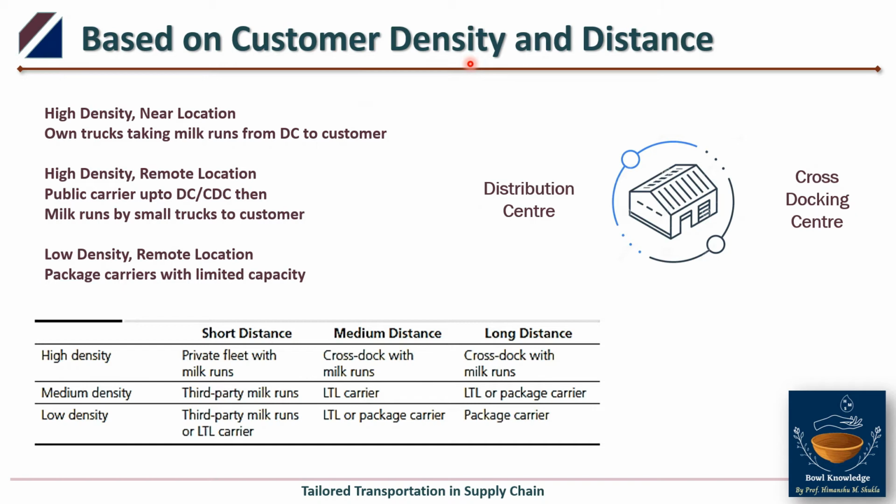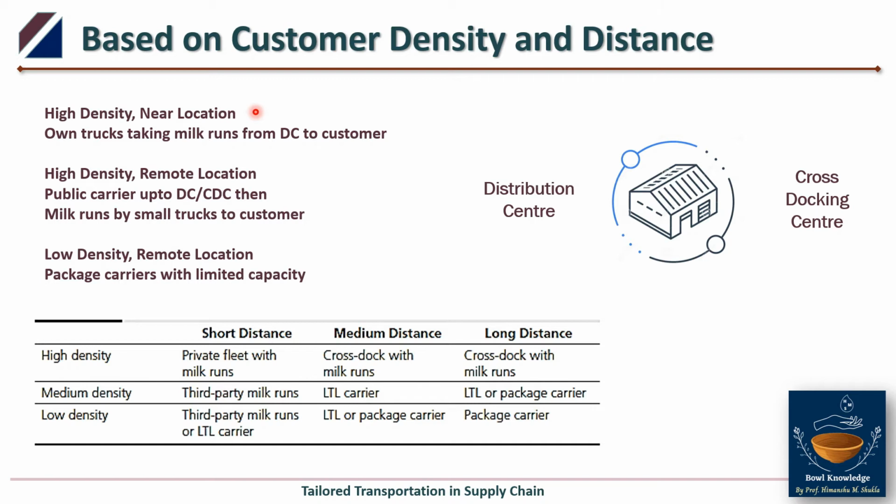Okay, so how many customers means how many distinct, individual customers I have in a particular area. Talking about East Nagpur, how many customers I have in East Nagpur, that is the density. So density-wise and location-wise, some options are suggested here. You can see here, if there is high density of customers at a near location, then what is preferable?